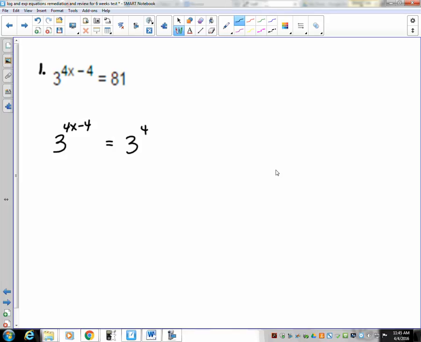0.1% credit. All right, so if the bases are the same, the exponents are equal. I don't really think anybody had any issues with this type of problem. Somebody said, the 3's don't matter, do they? So we just get 4x minus 4 equals 4. We shouldn't need any help solving it from there. Y'all pick it up and solve it from there. Tell me what you get.